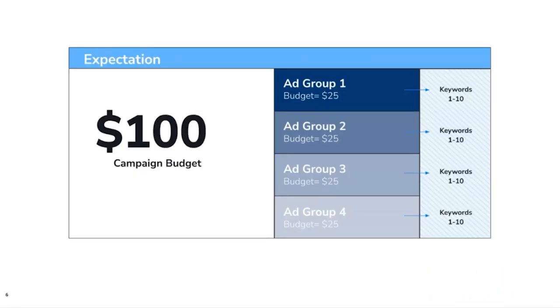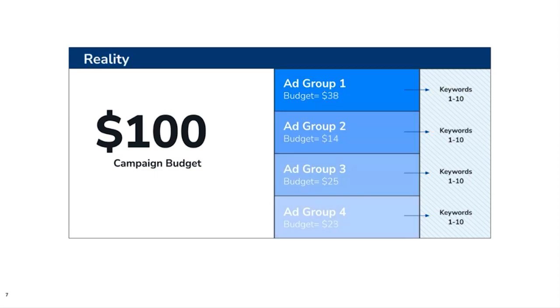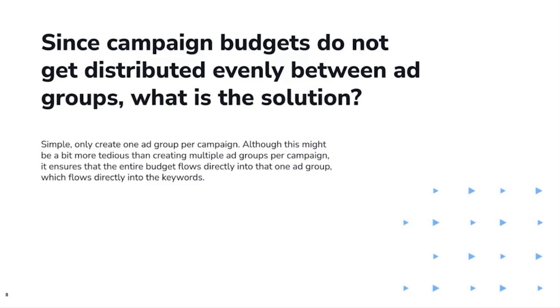Let's give a further example and say you've got a $100 budget and you have 4 ad groups in a campaign. Again, you might think because you've got 10 keywords in each ad group that you're going to spend approximately $25 a day across all 4. When in reality, Amazon's going to spend that budget really all over the place. In one ad group, you can have $38 to spend, 14 in the next. You can have 0 in one ad group and all of the money going into another one. And we'll talk about why that primarily happens in a minute.